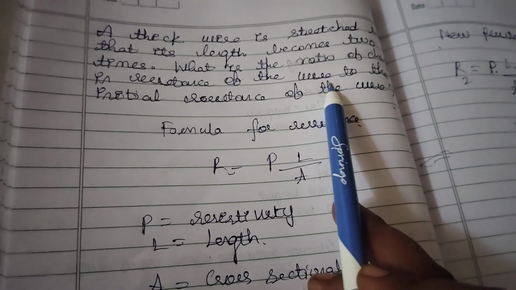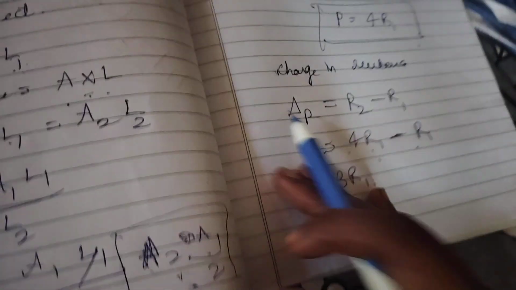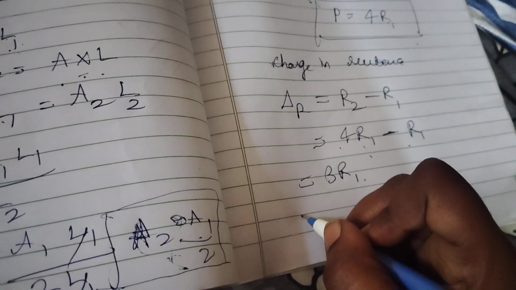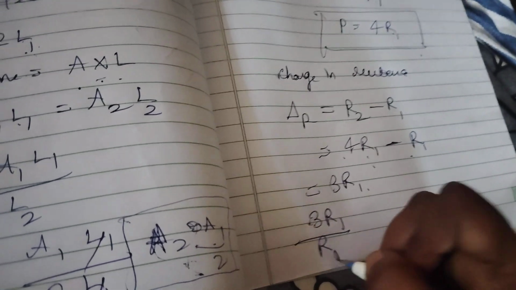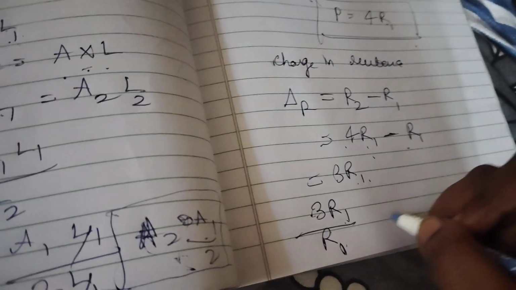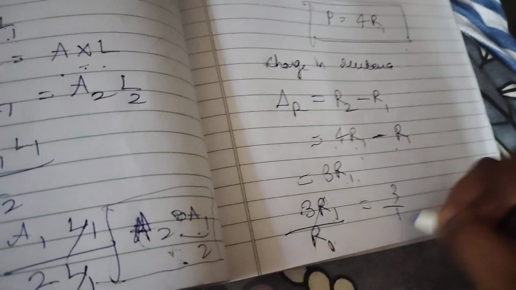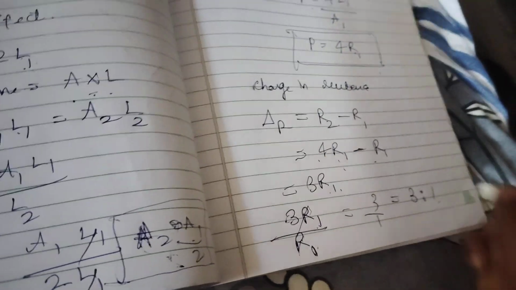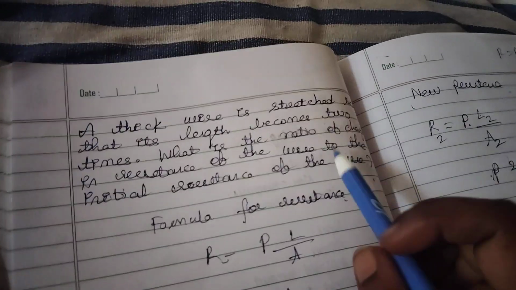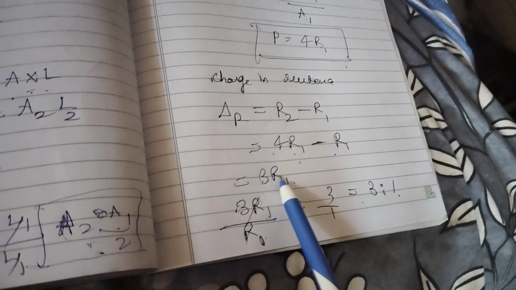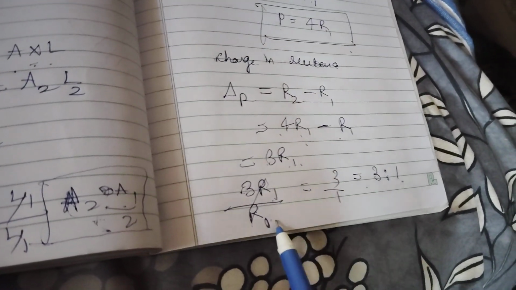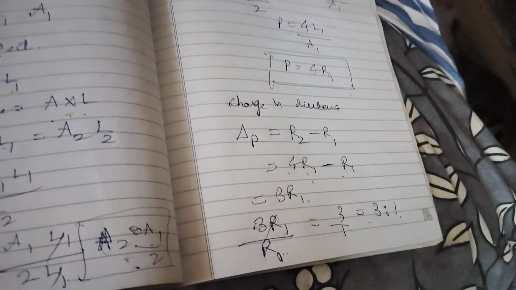So now they have asked the ratio of change in resistance of the wire to the initial resistance. So the ratio of change in resistance 3R1 to initial resistance R1. So 3 by 1 is equal to 3:1 is the answer. What is the ratio of change in resistance of the wire to the initial resistance of the wire? So change in resistance of the wire 3R1 to the initial resistance of the wire R1. So 3 by 1 is equal to 3:1.